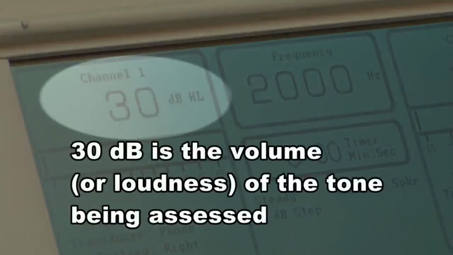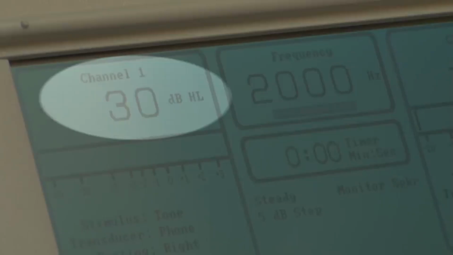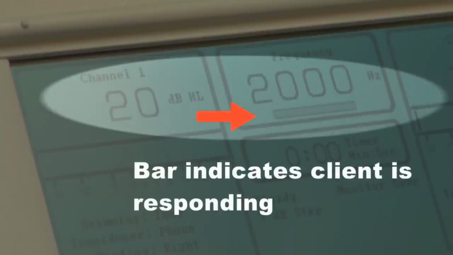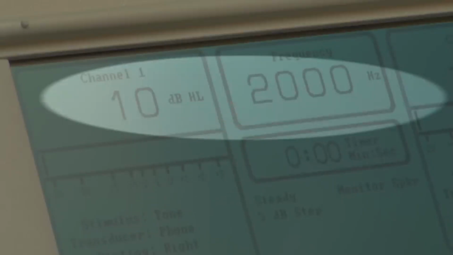The audiologist starts at an intensity level that's easily audible to the client. The level is then decreased in intensity by increments of 10 decibels, making sure the tones are not presented in a predictable rhythm or pattern until the client no longer responds. At this point, the intensity level is increased in 5 decibel increments until a response is obtained. This is repeated until the client has responded to 2 out of 3 ascending presentations.